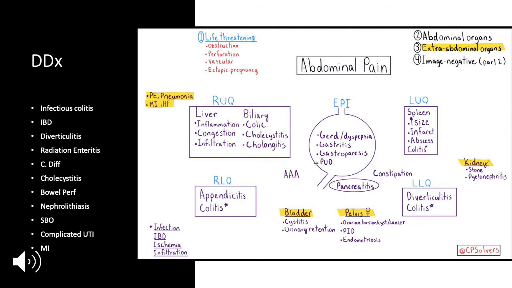The differential diagnosis for mesenteric ischemia includes infectious colitis, IBD, diverticulitis, radiation enteritis, C. diff, cholecystitis, bowel perf, nephrolithiasis, small bowel obstruction, complicated UTIs like pyelonephritis, and MI. I've attached this diagram from Clinical Problem Solvers, and I think it's really good. They have an app. It's catered more towards internal medicine, but they do a really good job at helping and teaching you build your differentials.